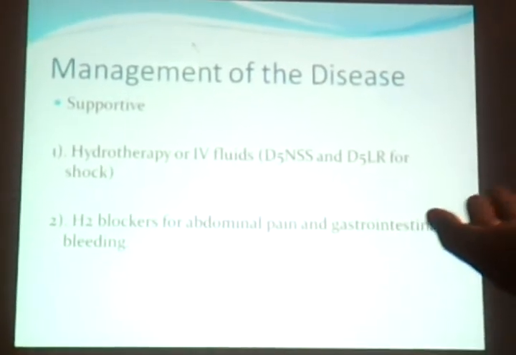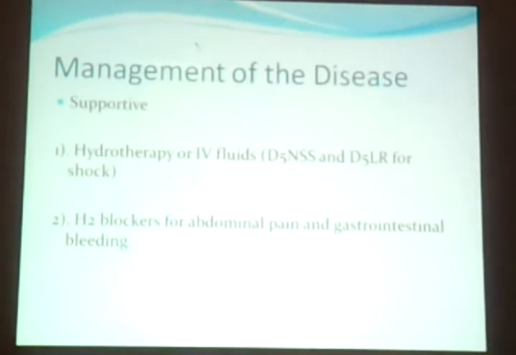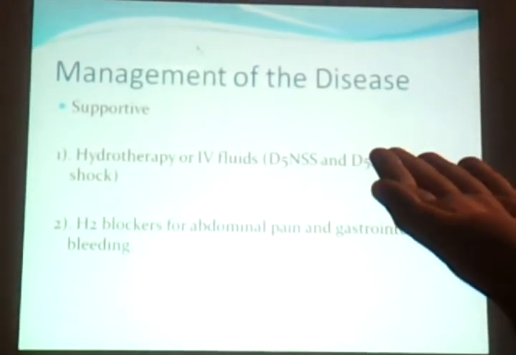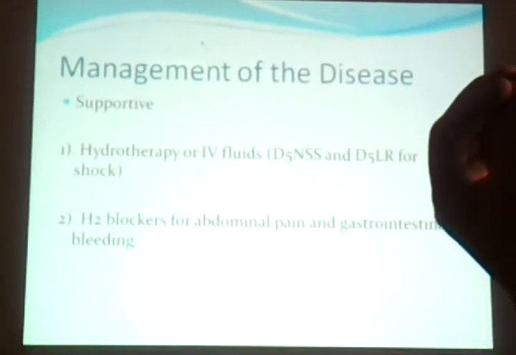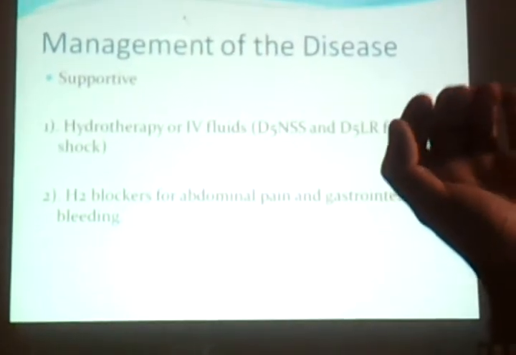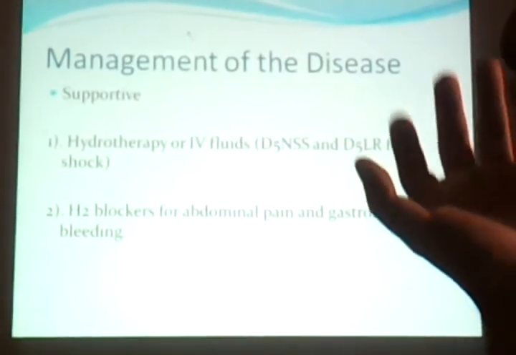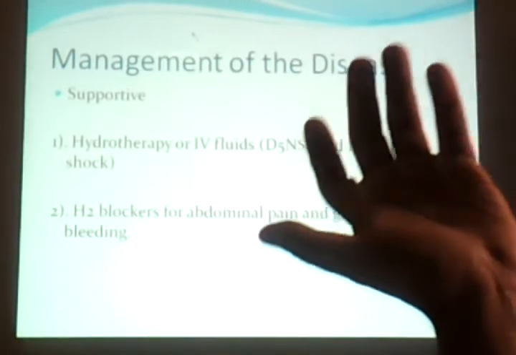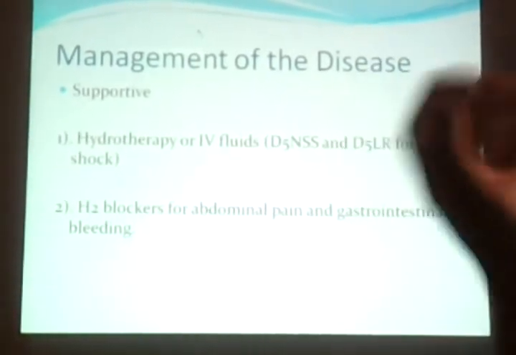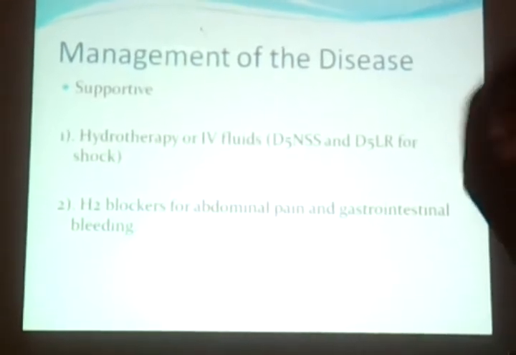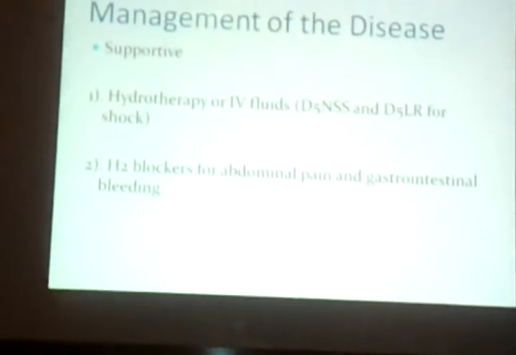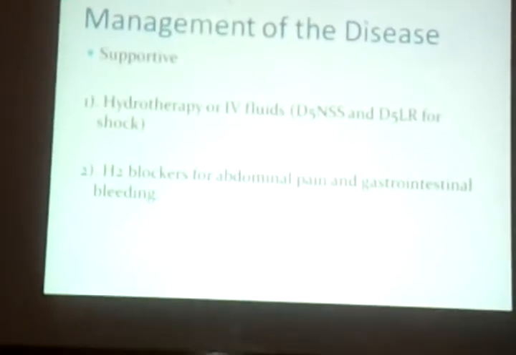H2 blockers for abdominal pain and gastrointestinal bleeding. This is used also for patients with ulcer. If there is gastrointestinal bleeding, there is hypersecretion of your HCl or hydrochloric acid in the stomach, which may lead to bleeding. So your H2 blockers will prevent or stop the stomach from producing hydrochloric acid. That's why H2 blockers block.